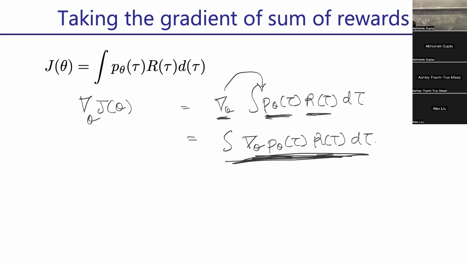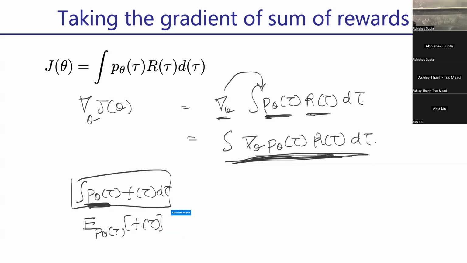Anyone have any ideas of how I can convert this into an expectation? An expectation is always written as some p theta tau times some f tau. The point is that you have to have a p theta tau, not a grad p theta tau. You have to have a probability, because then you can write this as the expectation of f tau. Whenever you have something of this form, it's an expectation, and you can compute it with averages. So we need to convert this into something that looks like this. How do I do that? Any ideas?